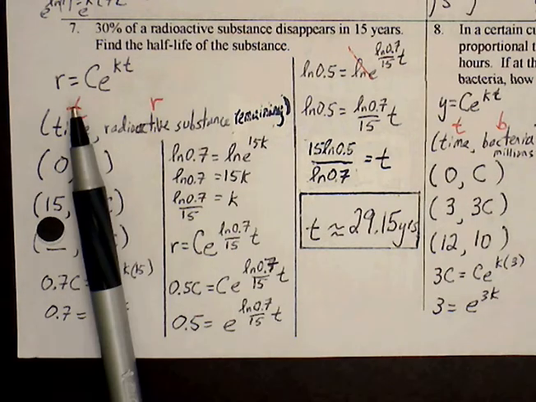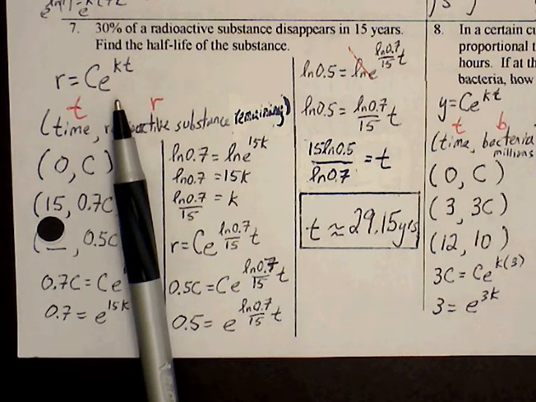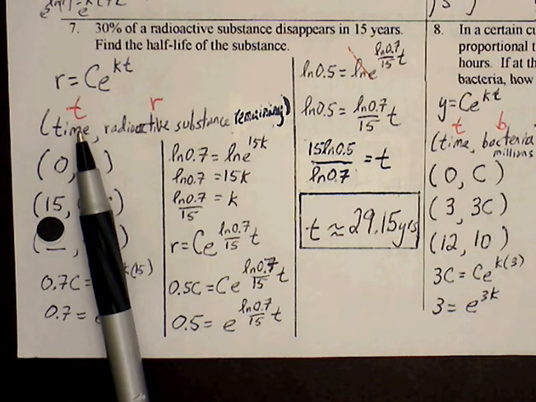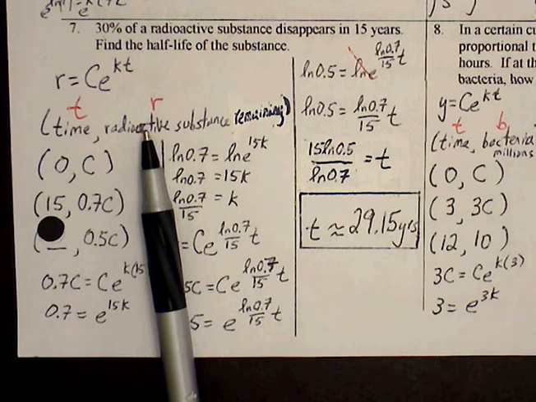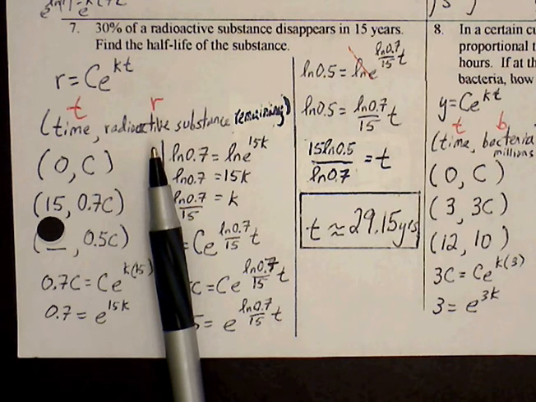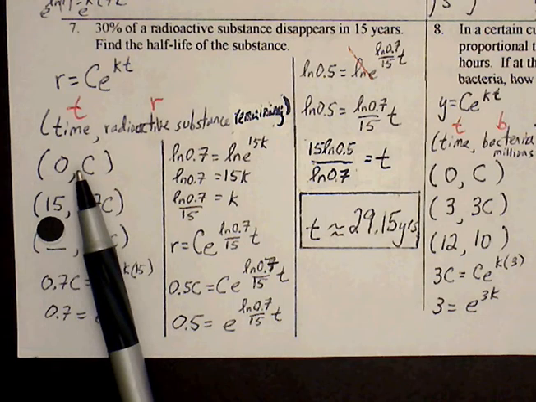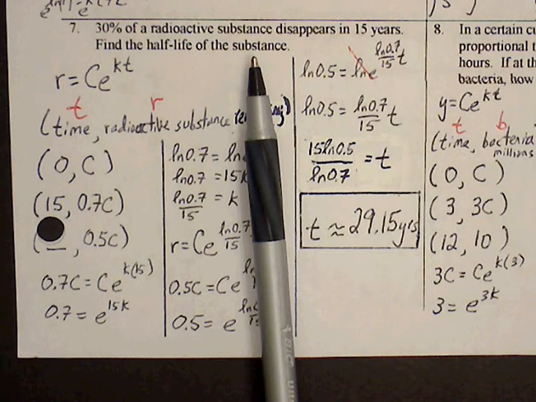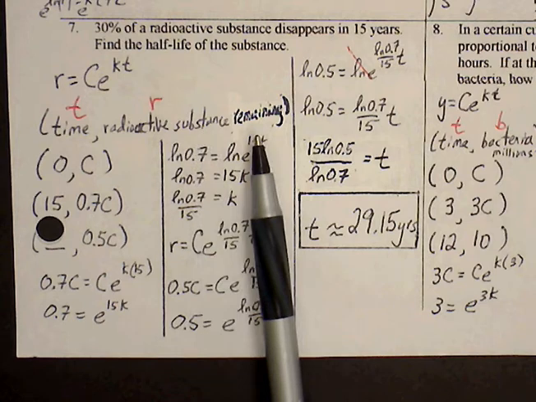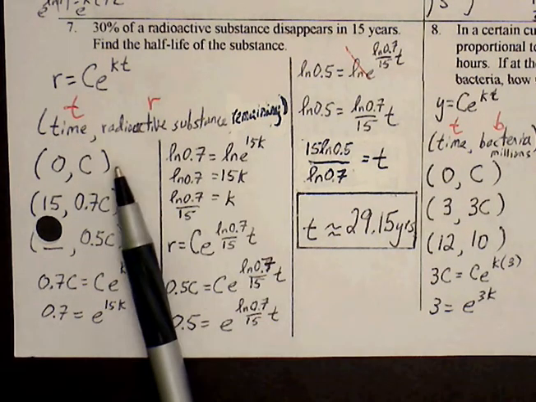So we're actually given the equation. We're going to start with R is equal to CE to the KT this time. We're not going to have to derive this. The two variables are time and the radioactive substance. So I'm going to let T represent time and R represent the substance. 30% of the radioactive substance disappears in 15 years. I'm going to let R represent radioactive substance remaining. So how much remains?